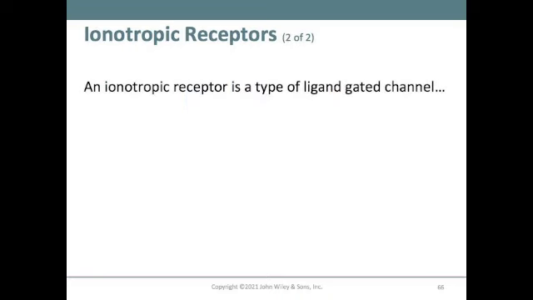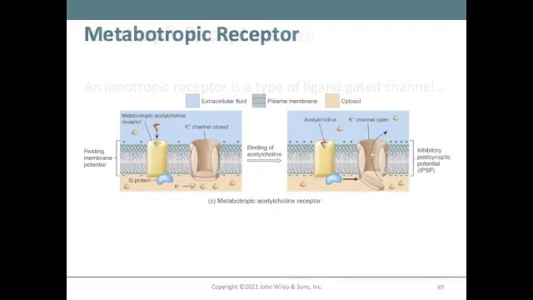An ionotropic receptor is a type of ligand-gated channel. We already covered those, but now we're defining them in even greater detail. So when we have some kind of channel that's ligand-gated, we know that that's ionotropic. On the other hand, we have the metabotropic receptors, and that's also on page 448 at figure 12.24.